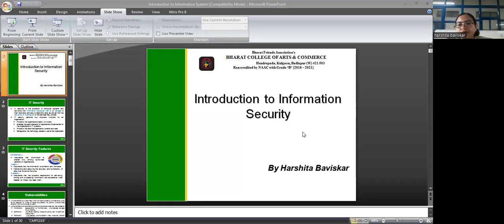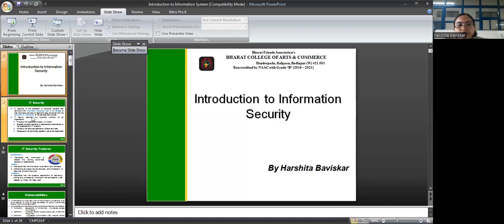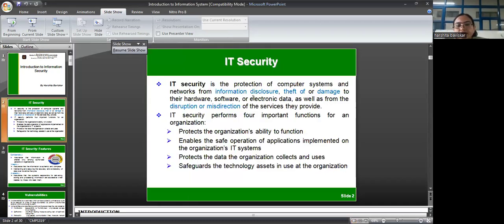Today's topic for our presentation is Introduction to Information Security. There are different types of IT security concepts which we can see. IT security, first of all, is the protection of computer systems and networks from information disclosure, theft, or damage to the hardware, software, or electronic data, as well as from the disruption or misdirection of the services they provide.